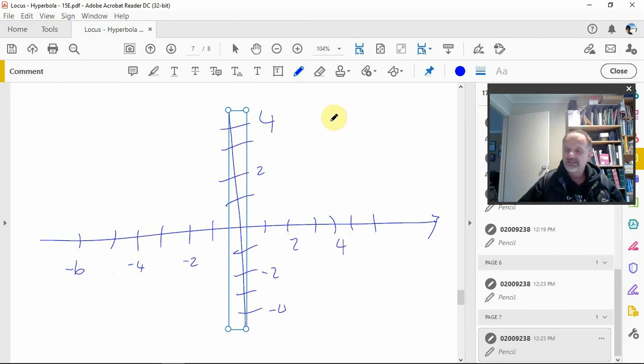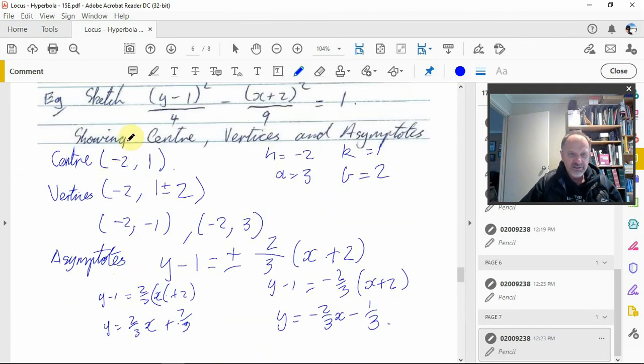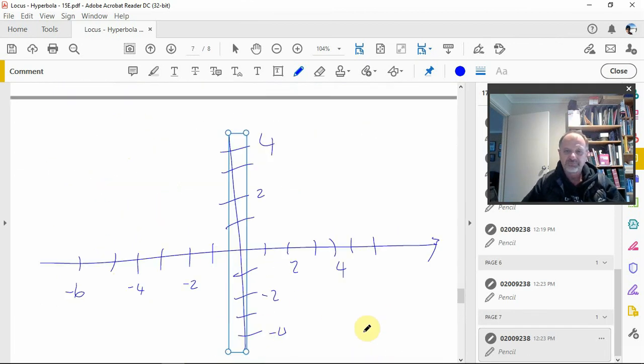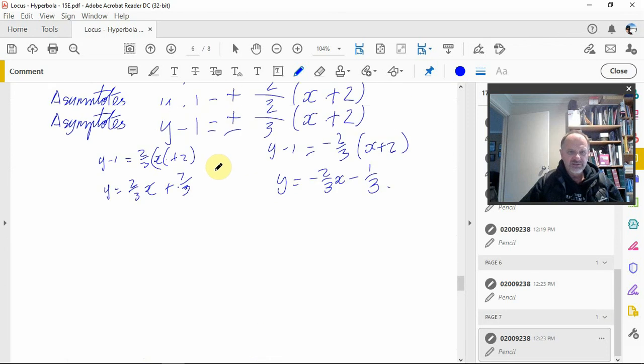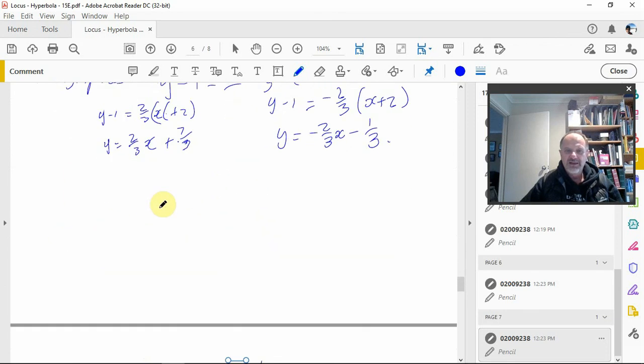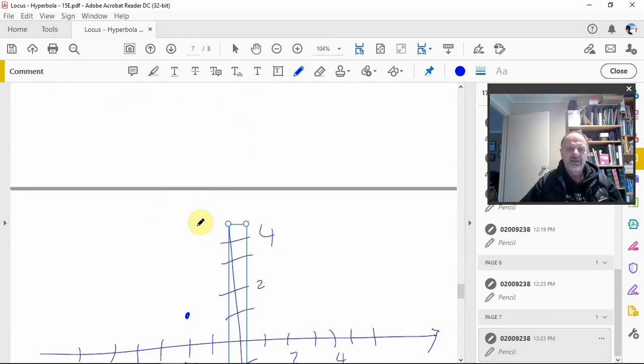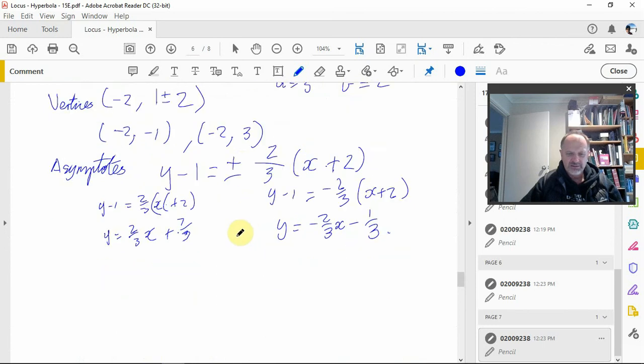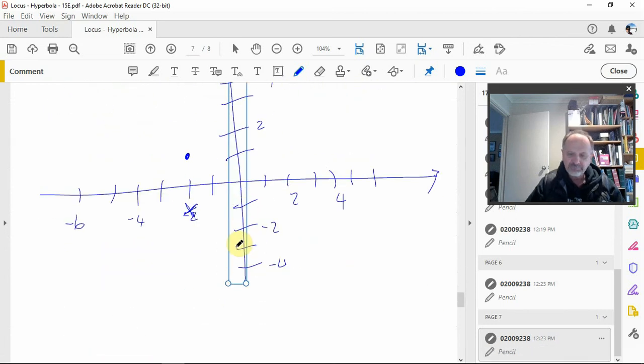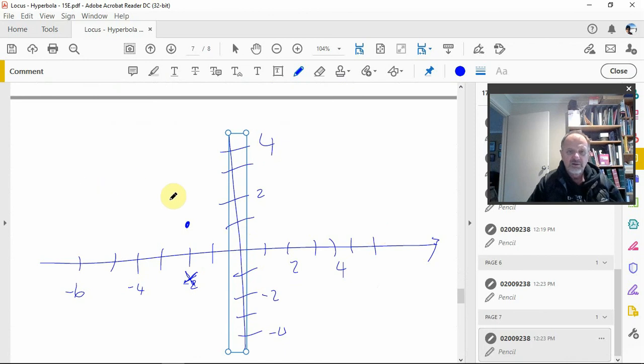All right, so start with your centre, and the centre is at -2 and 1. So our centre, -2 and 1, there it is. Vertices, vertices. I've got one at -2 and -1, so I've got a vertex down here. And the other one is -2 and 3. Yes, -2 and 3. All right, 1, 2, and 3.